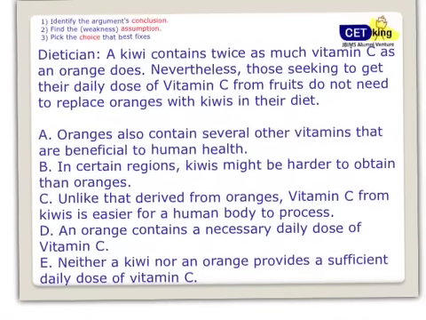Fine. So let's solve this thing. Here we have to strengthen the argument. Which of the following will strengthen the argument? Fine. Now if you read the statement, kiwis contain twice the vitamin C. Okay, pause the video, try to solve yourself, then we'll discuss the answer.